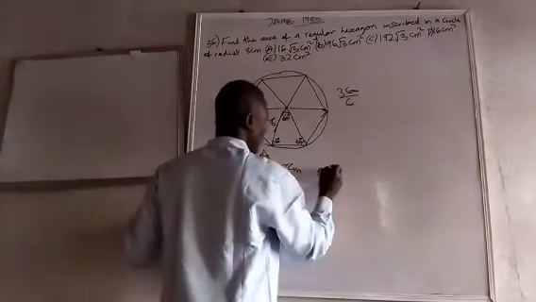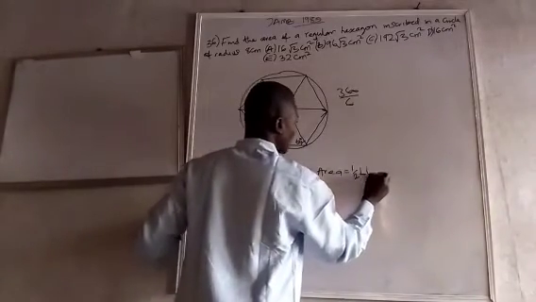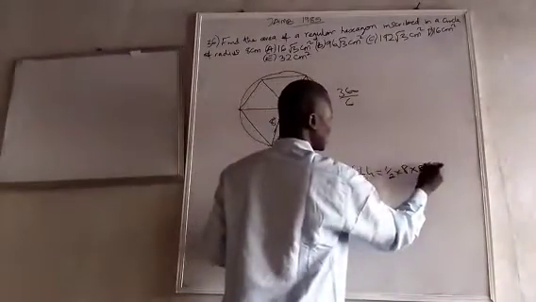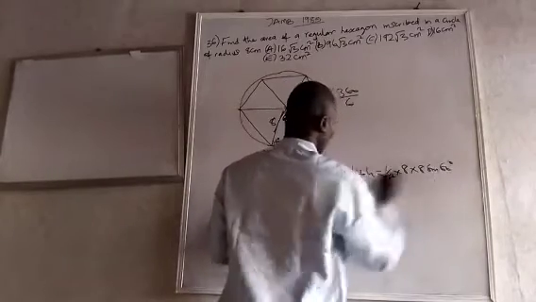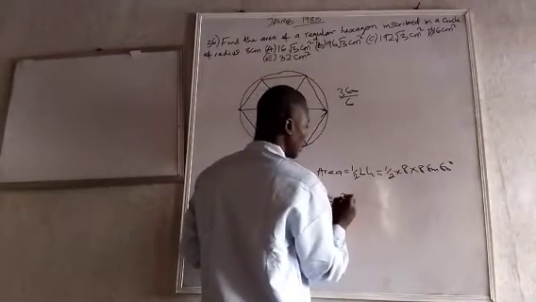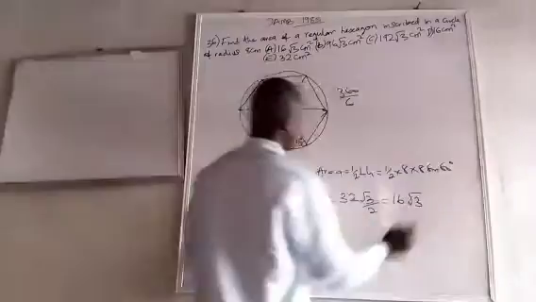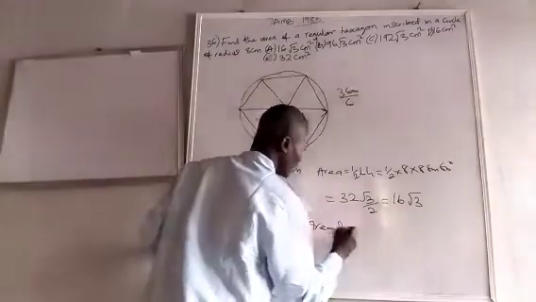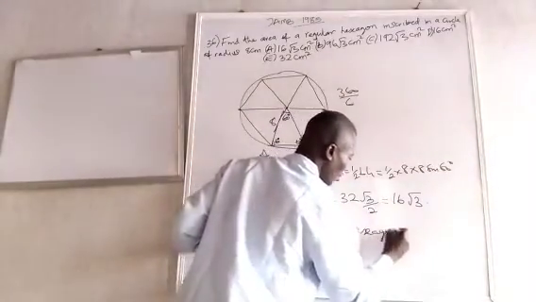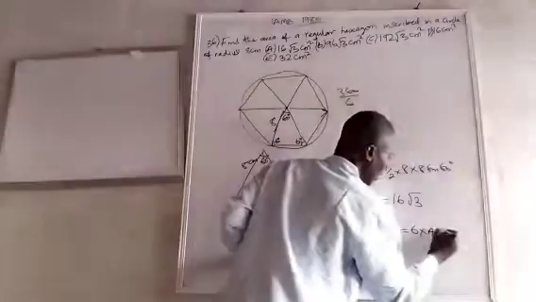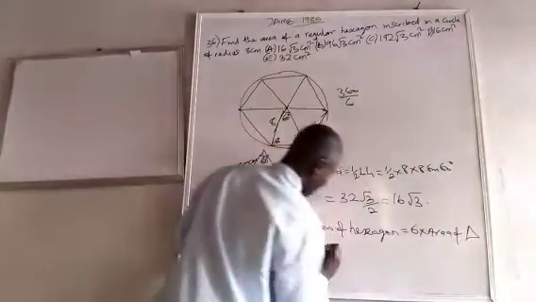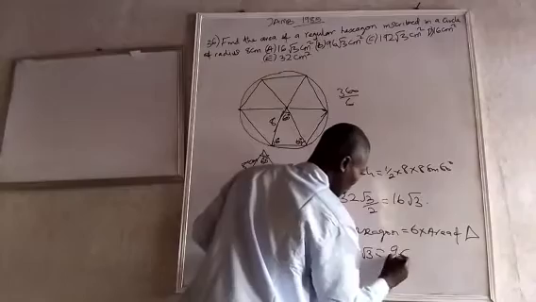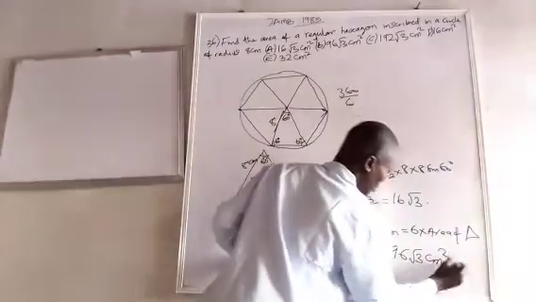So area is equal to half base times height, which is half times 8 times 8 sine 60 degrees, which is 32 times root 3 over 2, which is 16 root 3. So the total area of the hexagon will be equal to 6 times area of triangle, which is 6 times 16 root 3, which is 96 root 3. Straight.